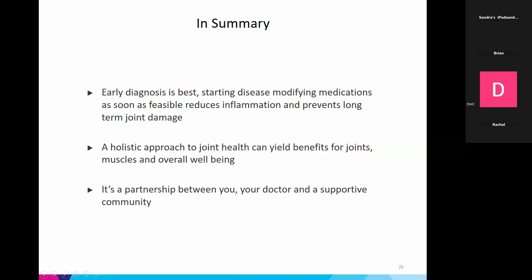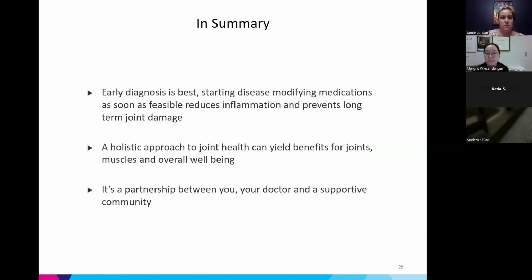So in summary, we're recommending that an early diagnosis is best, of course, to try to start the right treatment, the right approach, reduce the inflammation, prevent long-term damage. A holistic approach can certainly yield many benefits for your joints, for your muscles, for your overall well-being, and it's really a partnership between all of us.